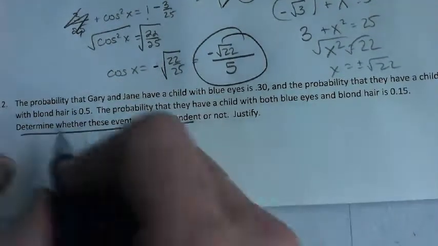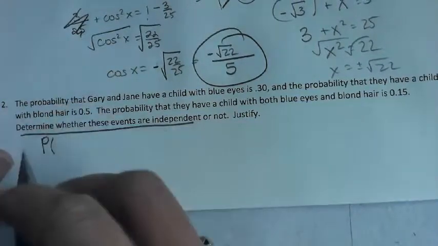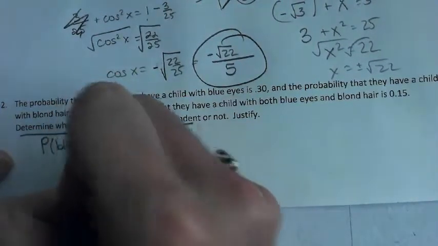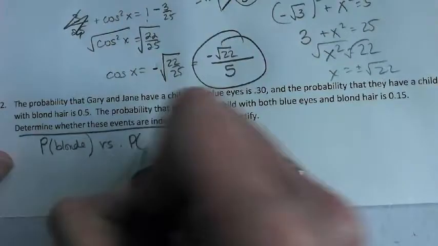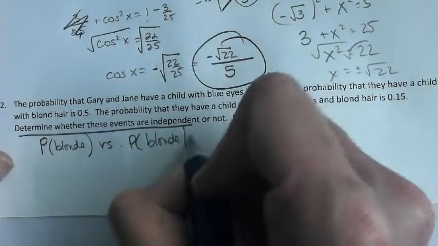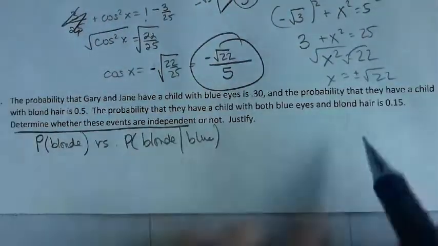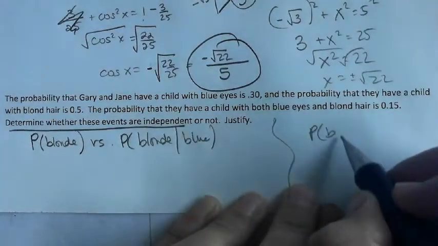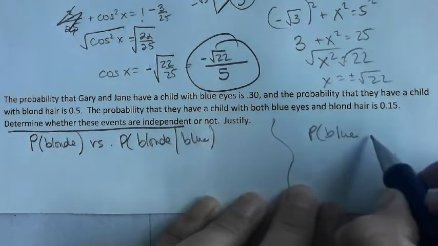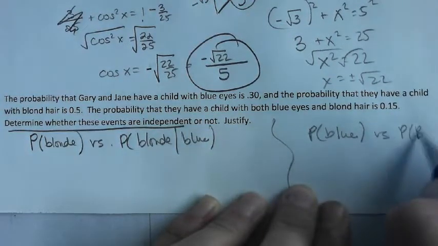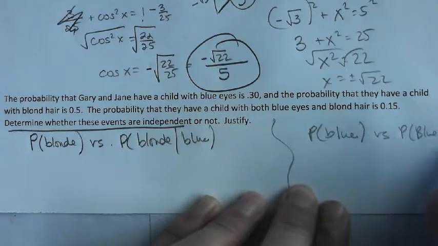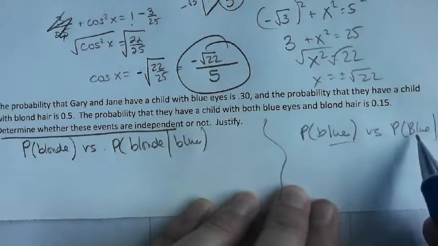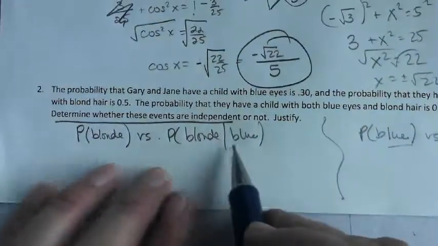If it's blue eyes and blonde hair, you want to look at the probability of one of those on its own, and compare it with blonde given blue. There might be half of you in here that did the probability of blue on its own and compared it with the probability of blue given blonde. That's fine too, as long as what's alone leads the given. But let's focus on this one.